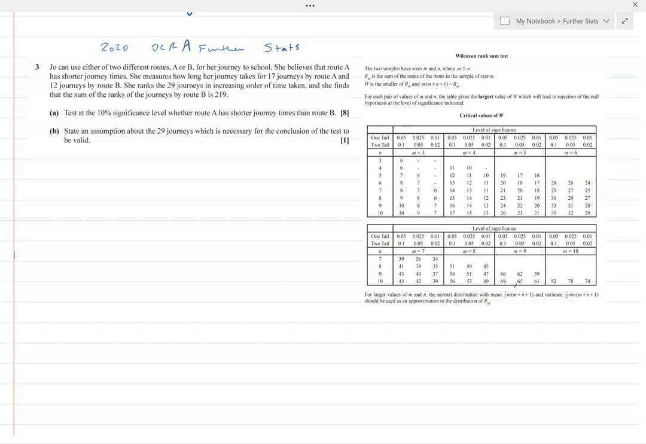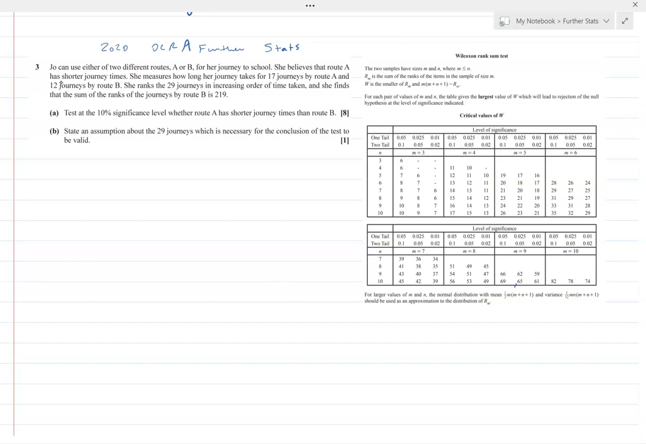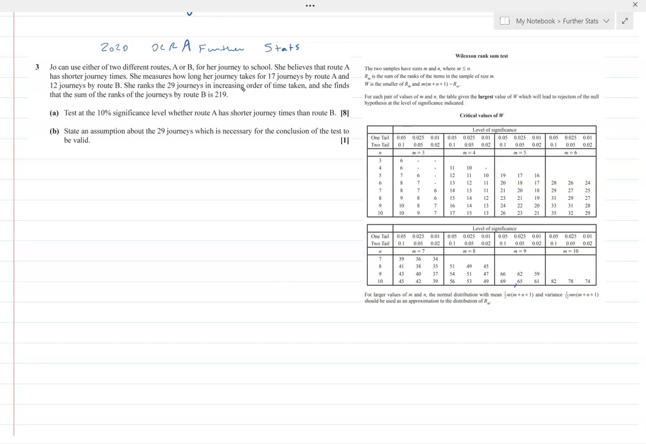It's actually to do with two different journey times to school via two different routes. One of them has a sample of 17 journey times, and the other one has a sample of 12 journey times. Now notice in this question, which is why I say it's probably not the best example to introduce this as a concept, you are not actually given the raw data itself, simply how they rank compared to each other. So I think what I'll do is I will actually just make up some other numbers. Let's just have the same context.